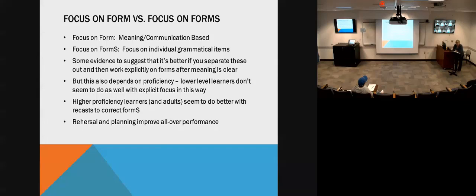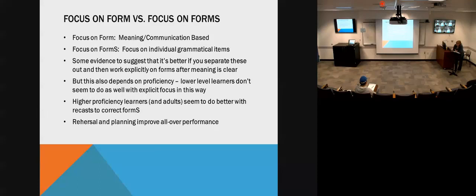If you just focused on forms, if you just put up the rule, what method of teaching would that be? Yeah, grammar translation. That's absolutely right. Grammar translation just focused on saying, look at that. What's the rule? Here's the rule, right? And we know that doesn't work. Okay, we know that doesn't help you learn to improve your output. So you do have to have that focus on form, that focus on meaning and communication based.